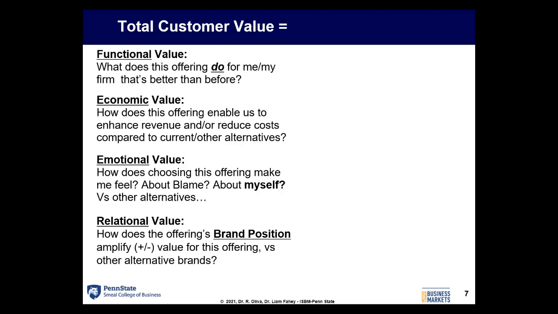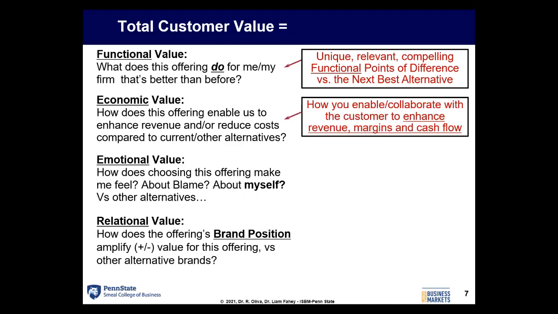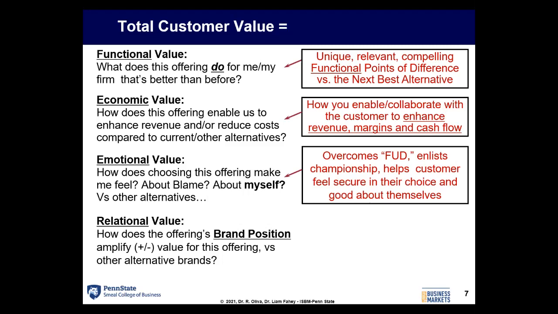So these components are important. We'll go through them again quickly. Are there unique, relevant, compelling functional points of difference in this offering that build value compared to the next best alternative? Is it really clear how this offering will enable me to enhance my revenue, margins, and cash flow? Does this offering overcome FUD, fear, uncertainty, and doubt, that sometimes wraps around a big business to business buy? Will it enable me to develop a champion inside the buying firm that's willing to help me sell this offering to the other people in the buying center?